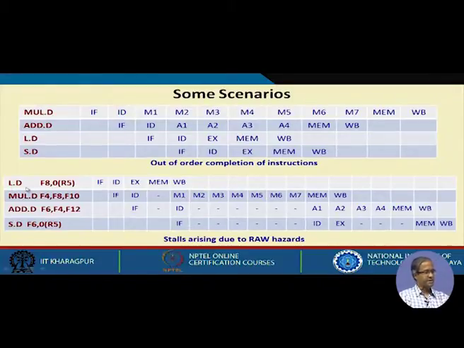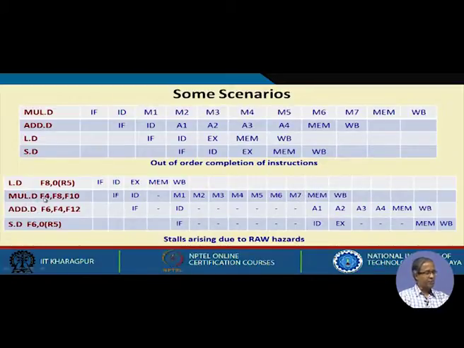Let us see, load will take 5 cycles like this. The loaded value is available at the end of mem. So, with data forwarding, the multiply operation can start only after the data is loaded after mem. So, there will be one stall cycle required. So, here multiplication can start.